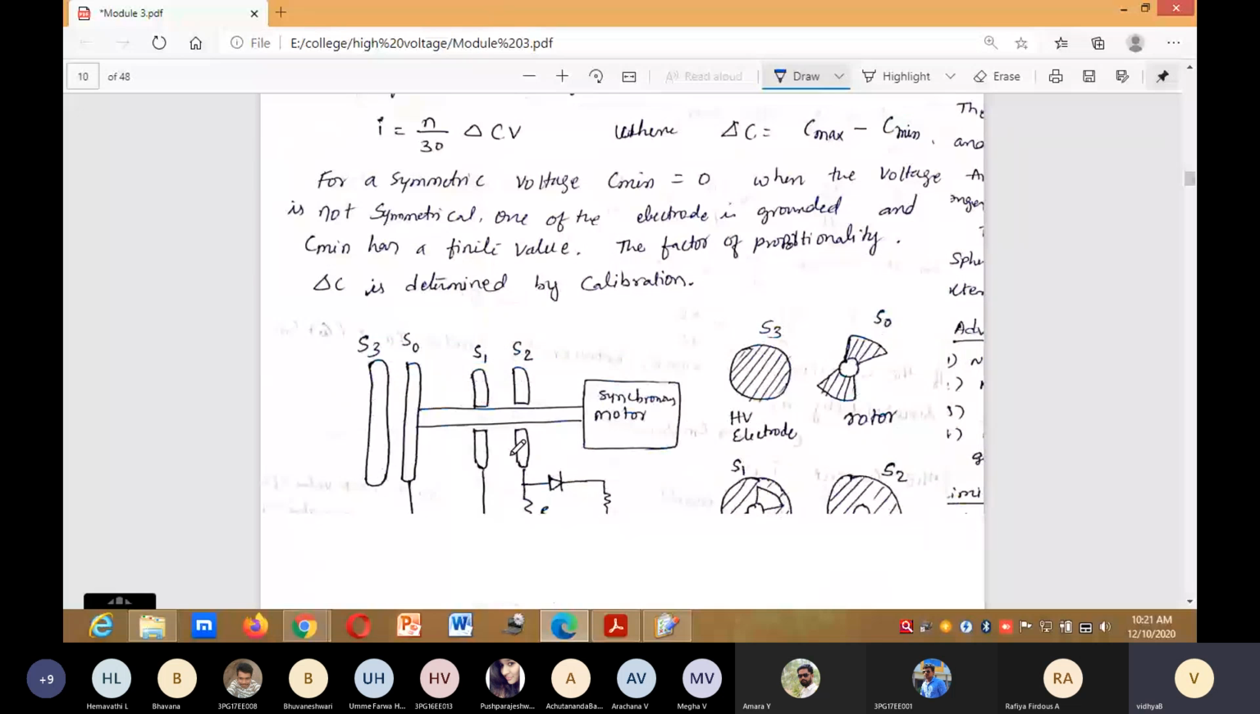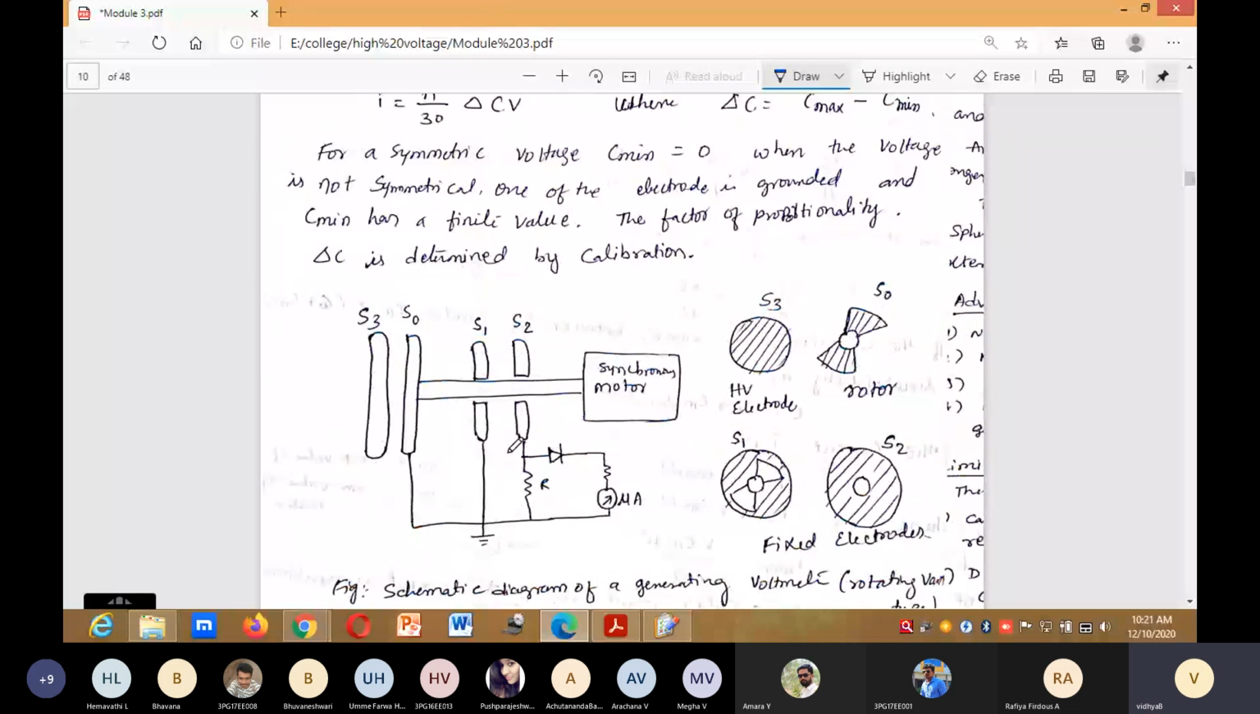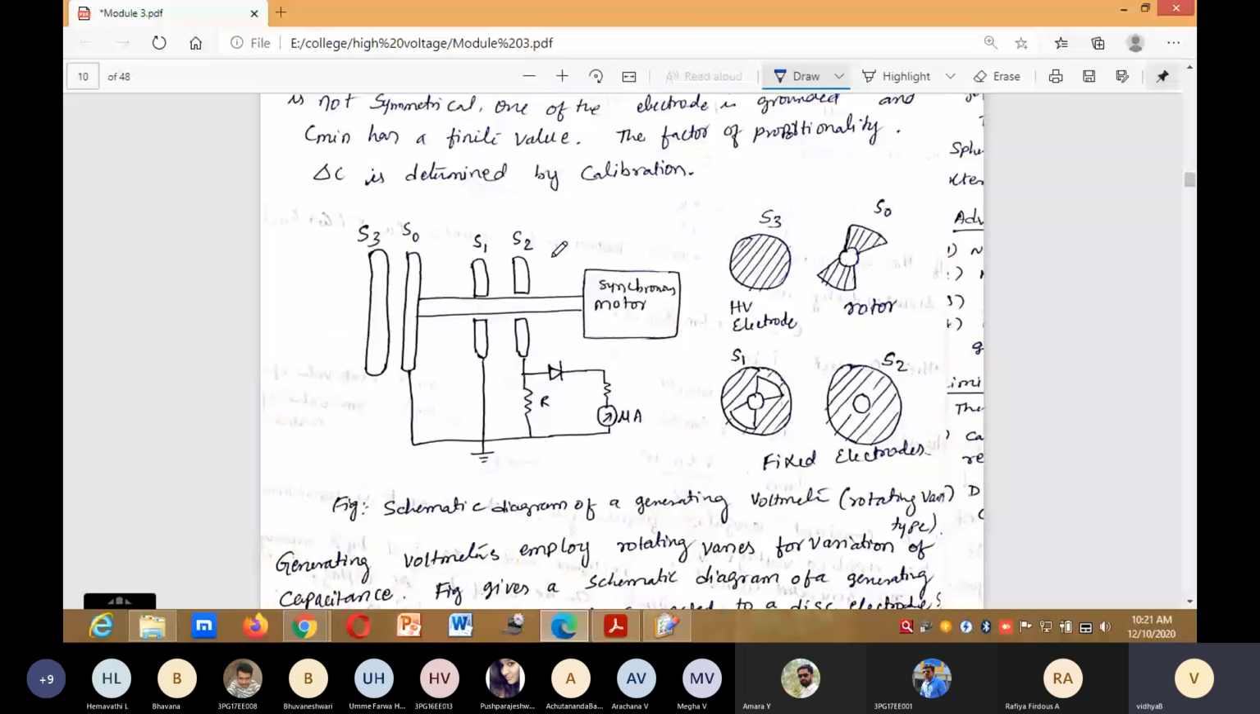This is the diagram for S3, S0, S1, S2. S3 is the HV electrode, S0 is a rotor, and S1 and S2 are the fixed electrodes.